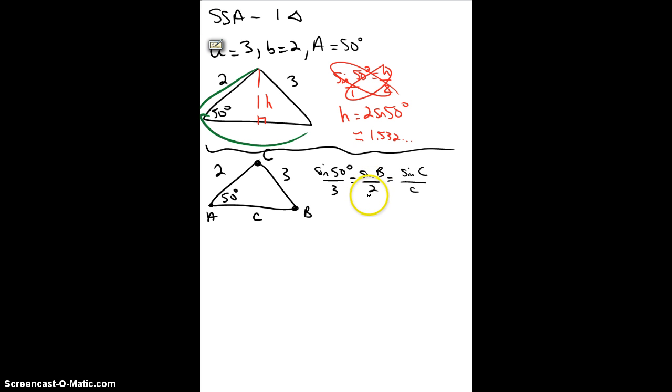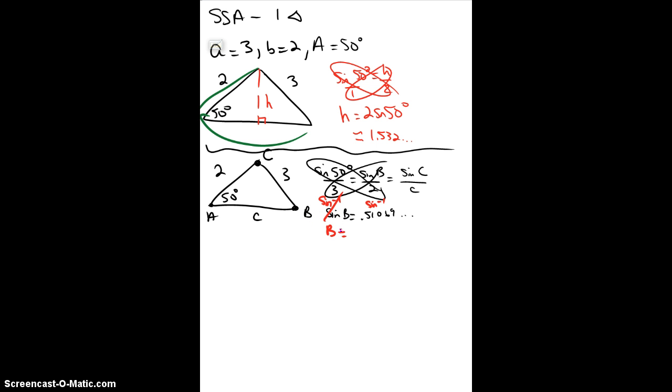And just like I did before, I'm going to do my little proportion right here. So I'm going to take sine of 50 times 2 and divide it by 3. So let me do that quick here. So I have sine of 50 on my calculator times 2, and I'm going to divide it by 3, and I get the sine of B equaling 0.510669... And so that ratio works as far as inverse sine goes, because it's between -1 and 1, so that's awesome.